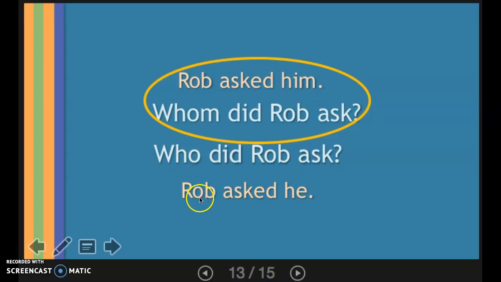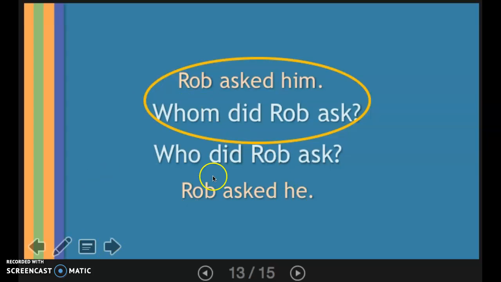Who did Rob ask? Well, Rob asked he. So, one way of determining whether or not to use whom or who is to change the question to a statement and replace the word whom or who with him or he. And if it's correct with the pronoun him, then you would use whom. If it's correct with the pronoun he, you would use who.